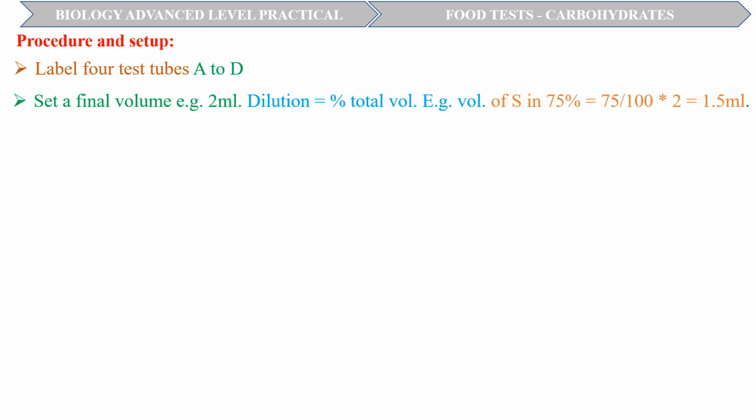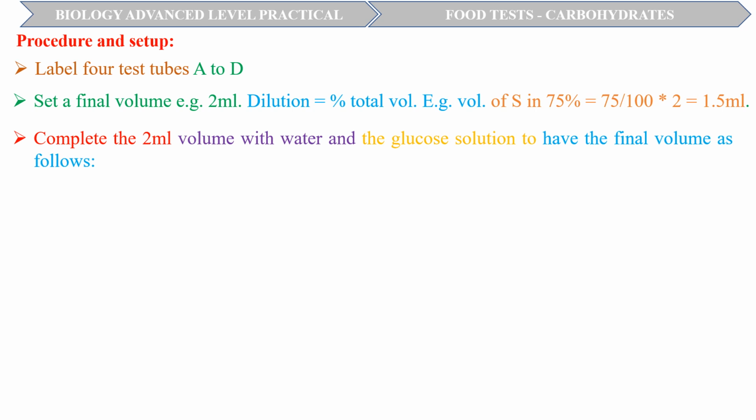Note that the percentage dilution represents the percentage of the final volume that will be occupied by the stock solution S. For example, for a 75% dilution, the volume of solution S will be 75 over 100 times the final volume 2, which is equal to 1.5 milliliters. Then complete the volume with 0.5 milliliter of distilled water.